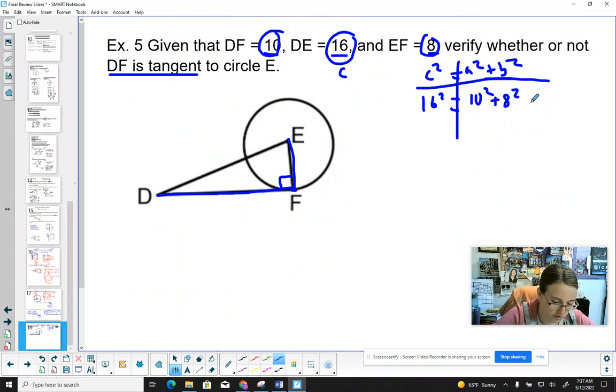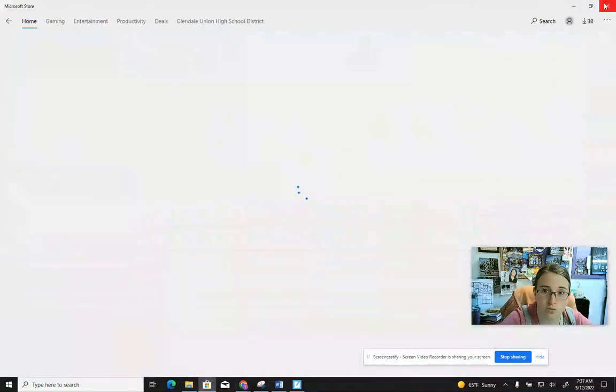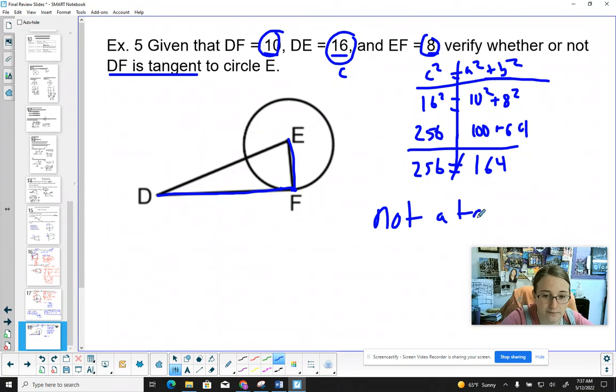16 squared, I got 256. I know that 10 squared is 100 and 8 squared is 64. So one more little quick thing here. I got 100 plus 64. This is 164. Okay, so are these two sides equal? Definitely not. They're not equal. What that means is even if it looks like it just touches at one point there, this actually does not. It's not a tangent line. Even if it looks like it, there's no right angle there. So that's all you're doing for the last question.